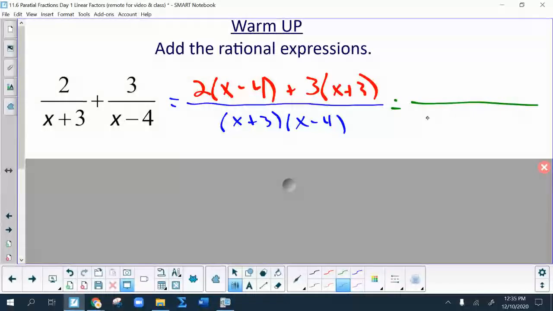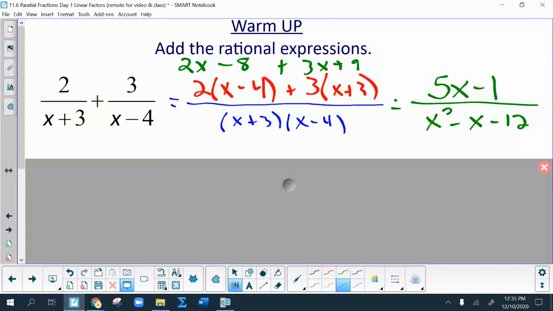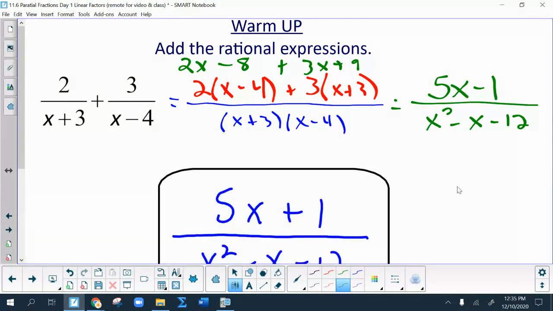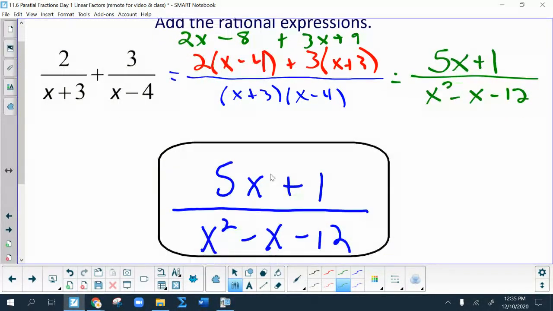When I simplify this out, I get x squared minus x minus 12 in my denominator. And my numerator, let's see, this is 2x minus 8, and this is 3x plus 9. Looks like I get 5x minus 1. Oh, how about plus 1? Good thing I had the answer down there. So here is my solution.